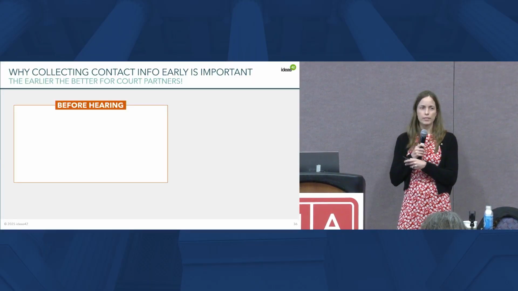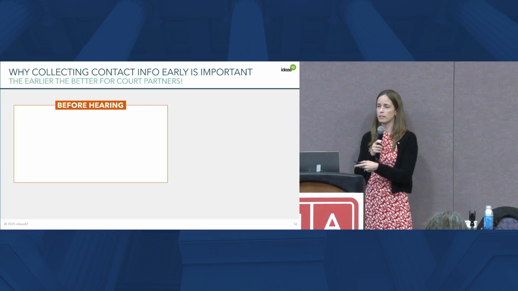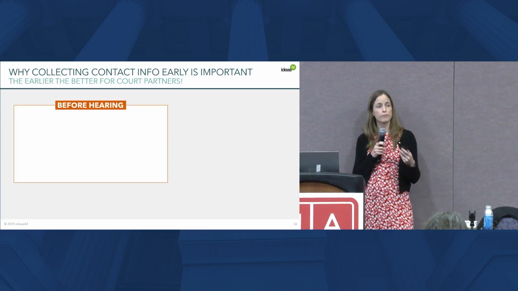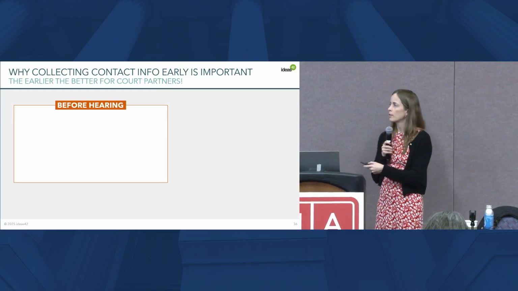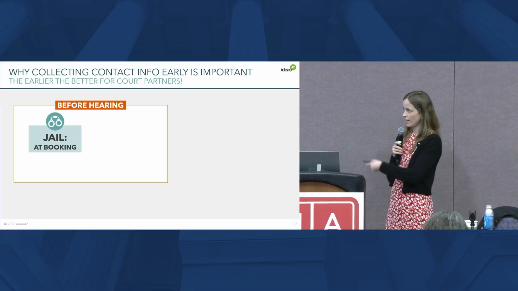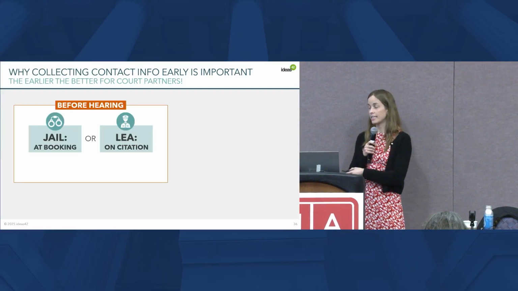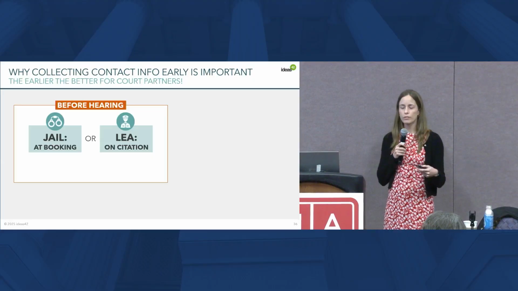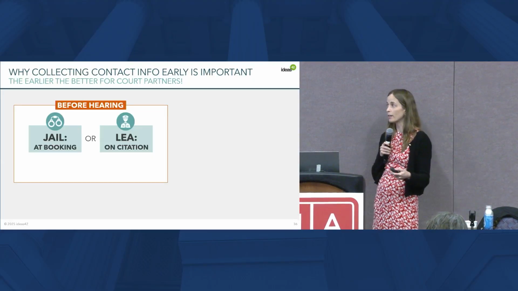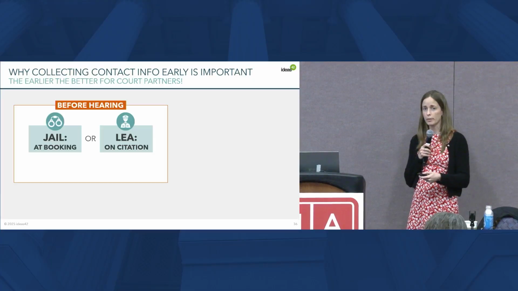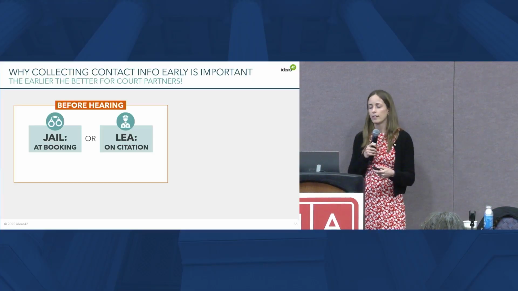So there's a couple touch points, opportunities to collect contact information before the first hearing. The most common ones are at jail when someone's booked and released, or on the citation. Of course, courts are not traditionally involved in either of these steps, so it requires working with jails and law enforcement to collect phone numbers.